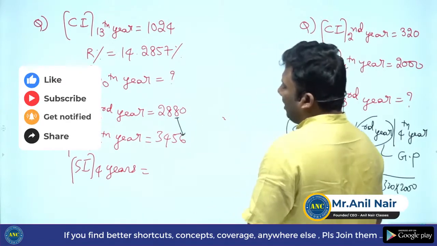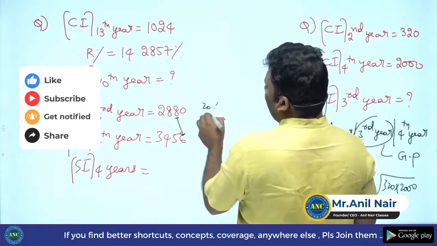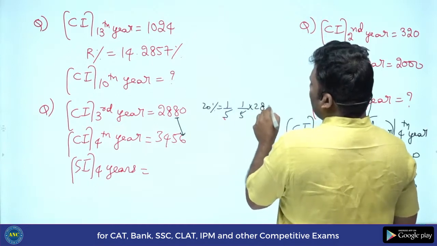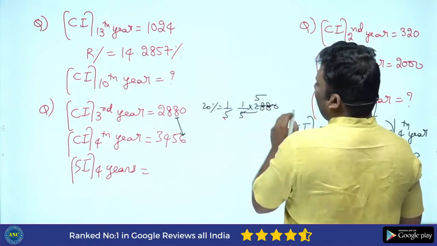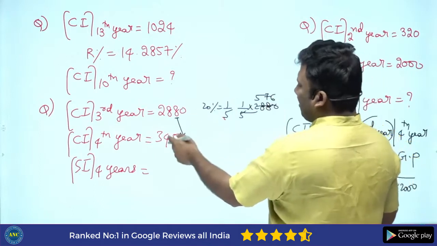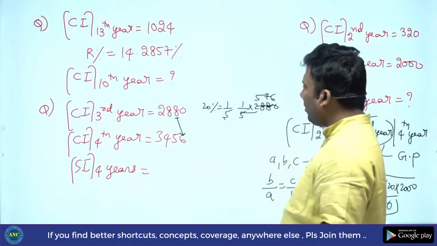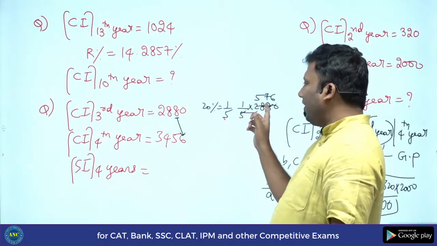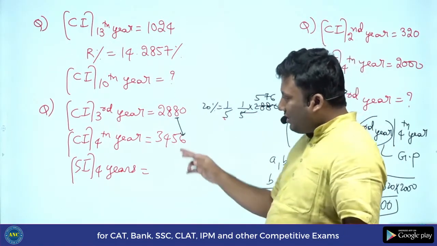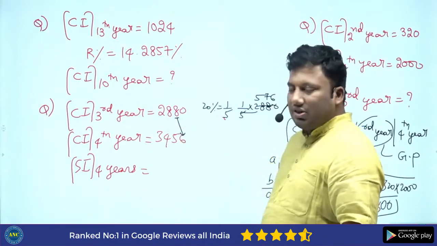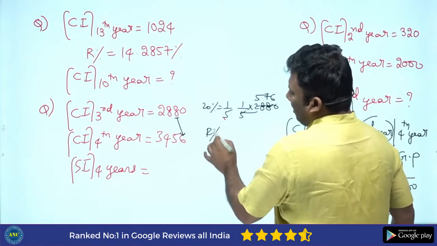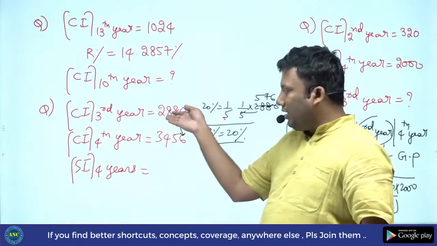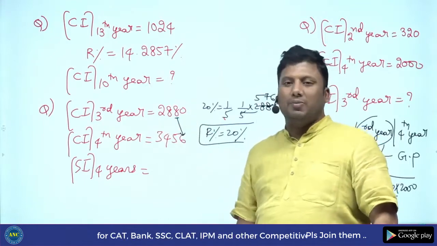Let me take 20%. What is 20%? 1 by 5. So 1 by 5 of 2880. 5 5s are 25, 5 7s are 35, so 576. 2880 plus 576 is 3456. So the R percentage, we got it as 20%. 1 plus R percentage is equivalent to 3456 by 2880.